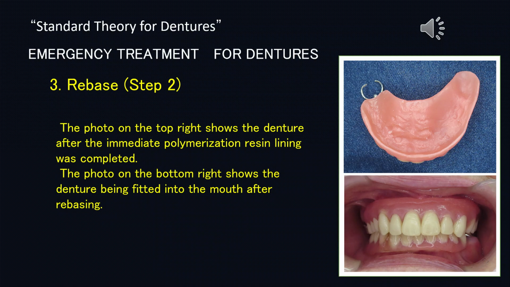3. Rebase. Step 2. The photo on the top right shows the denture after the immediate polymerization resin lining was completed. The photo on the bottom right shows the denture being fitted into the mouth after rebasing.